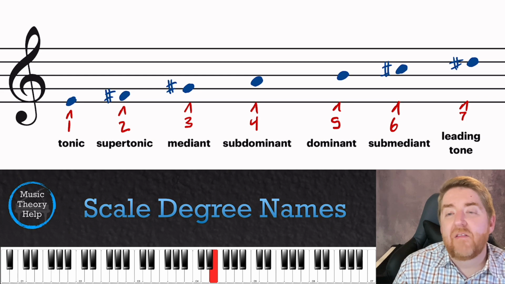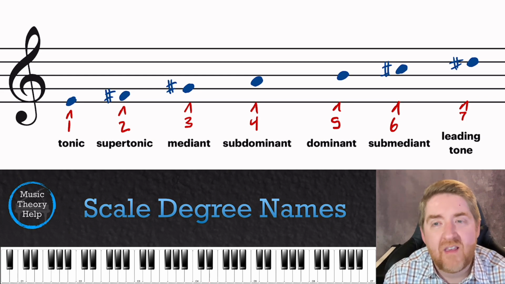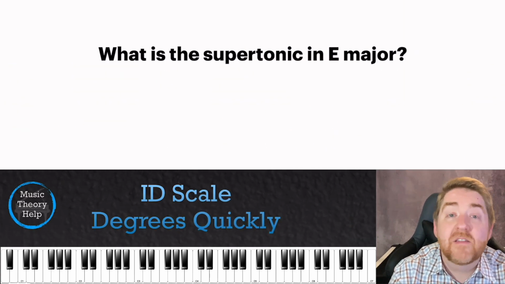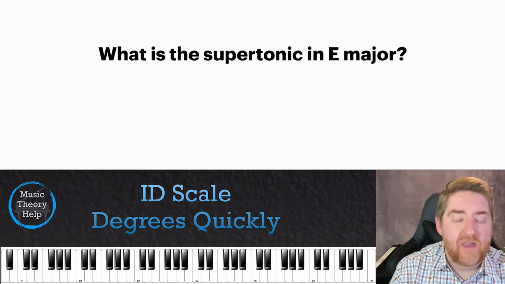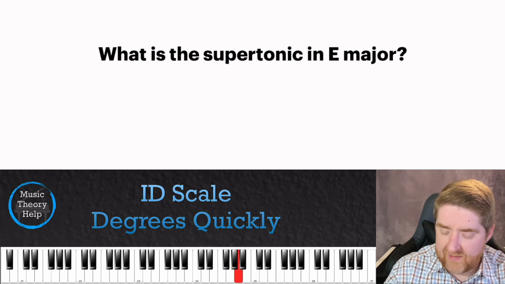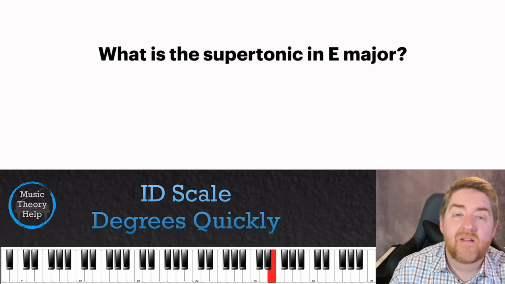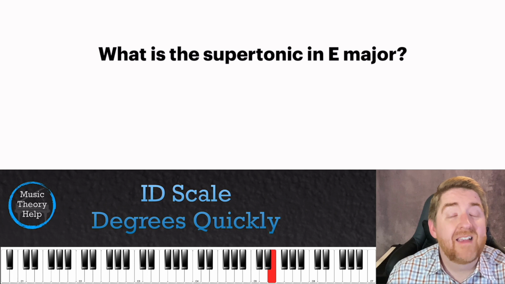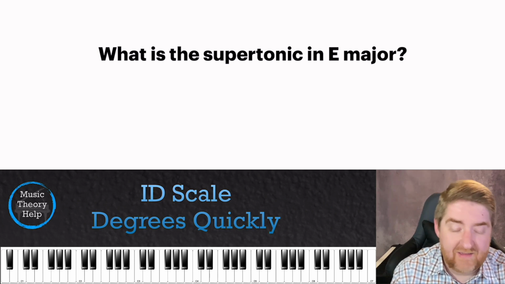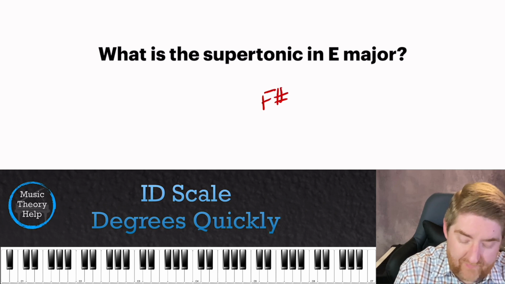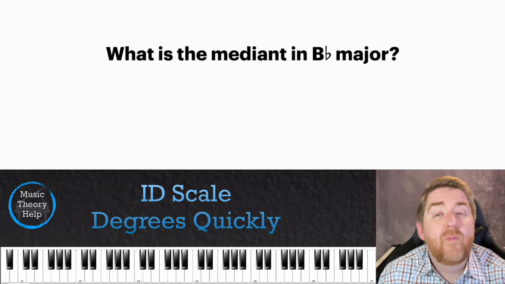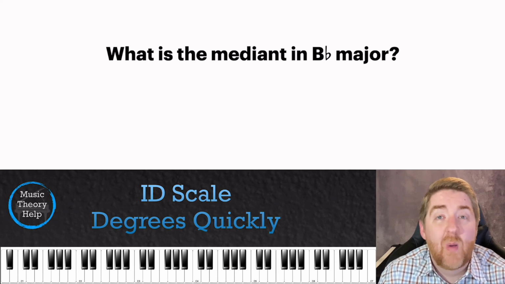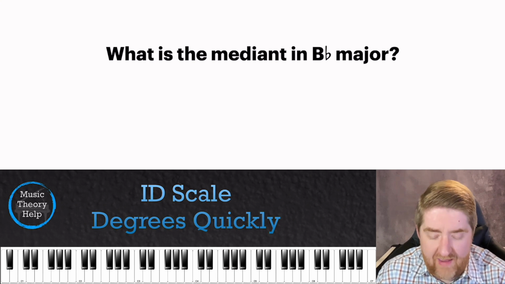So there are our scale degree names. We have to memorize those, and once we do, we can answer these sorts of questions. What is the supertonic in the key of E major? Our example was in E major. The supertonic is scale degree 2, and it's a whole step above the tonic, so it would be F sharp. The supertonic. What is the mediant in B flat major? Mediant being scale degree 3.